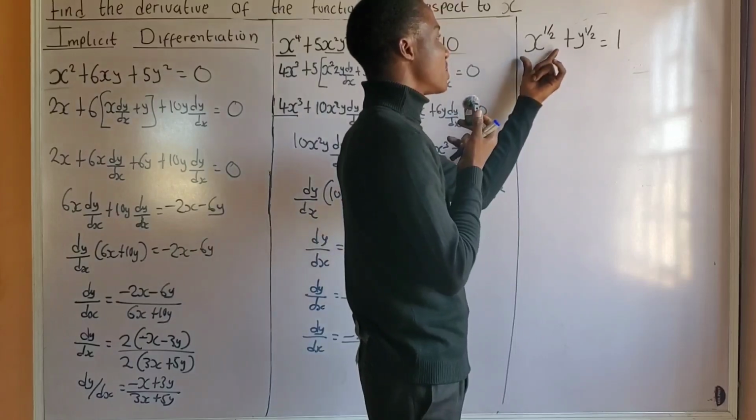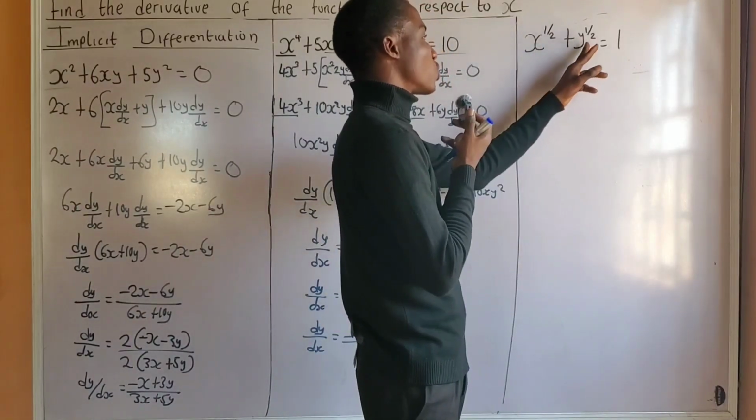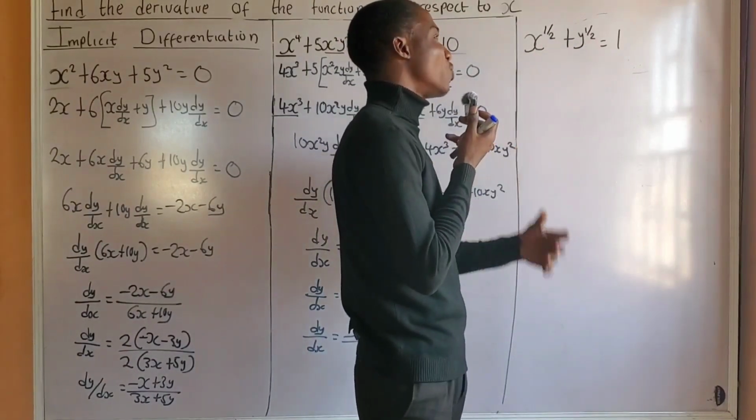Okay, now let's look at this question. We are asked to find the derivative of x raised to the power of half plus y raised to the power of half equals to 1 with respect to.